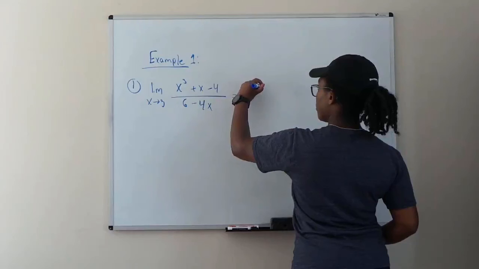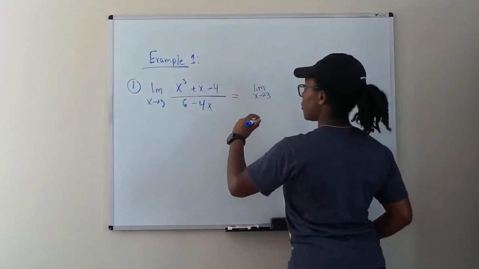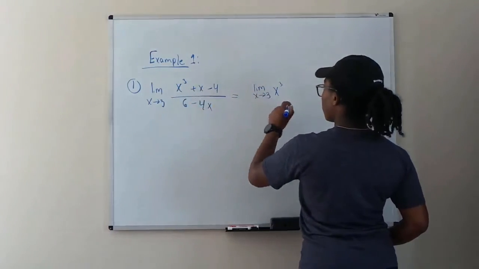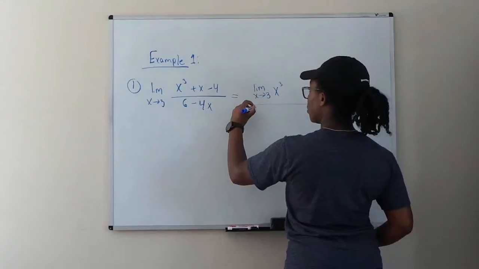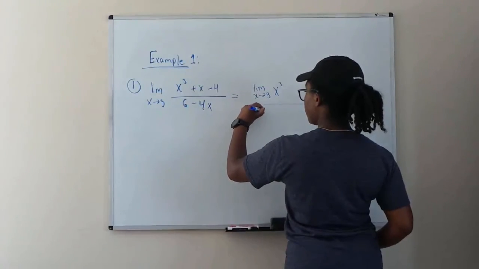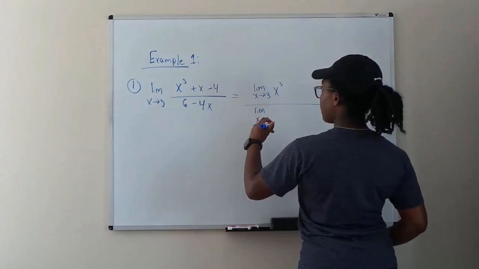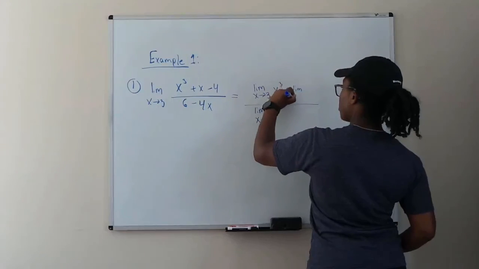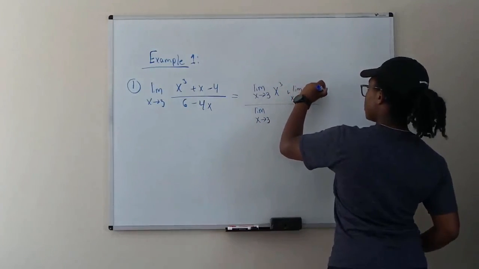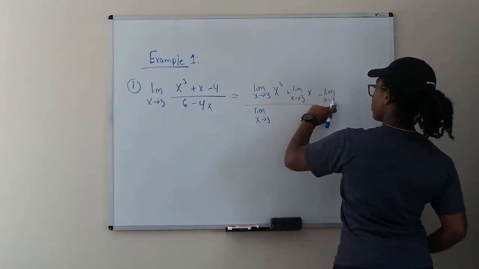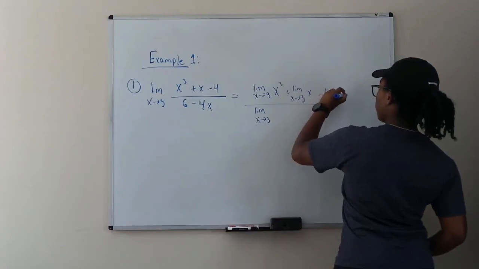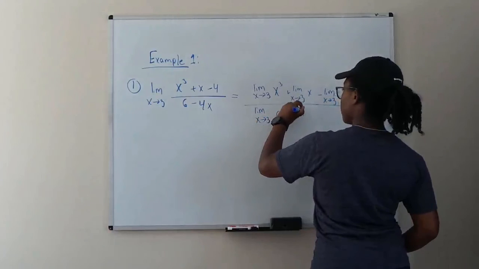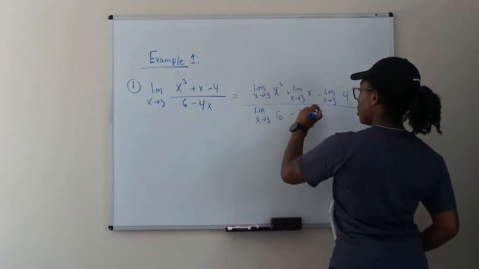The first thing we can do is use one of our sum or difference laws. We're going to use that a couple of times. We're going to split this top portion up, and we're also going to use a quotient rule, because this is a quotient and we can split that up as well. So we're going to have the limit as x approaches 3 of x cubed plus the limit as x approaches 3 of x minus the limit as x approaches 3 of 4, and this is all going to be over the limit as x approaches 3 of 6 minus the limit as x approaches 3 of 4x.